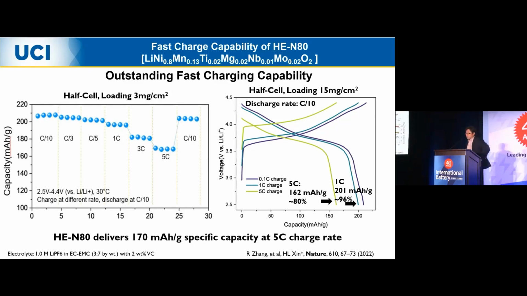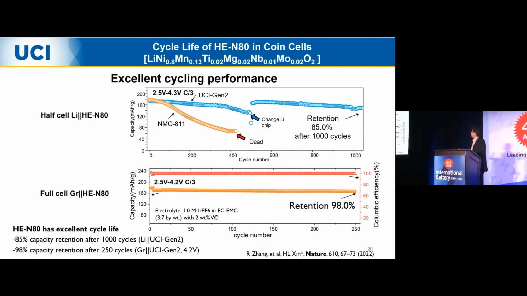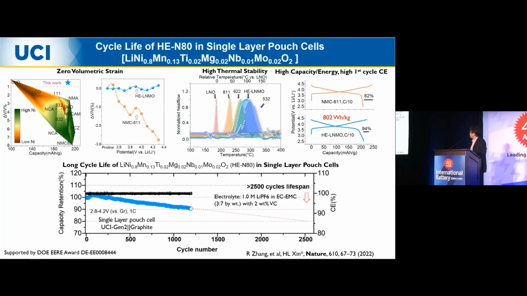In terms of cycling, 85% capacity retention after 1,000 cycles in coin cells. Full graphite cell in coin cell, 98% capacity retention after 250 cycles. In single layer pouch cells, right? This is cycling to 1,200 cycles, 90% capacity retention. The projected lifespan is more than 2,500 cycles.